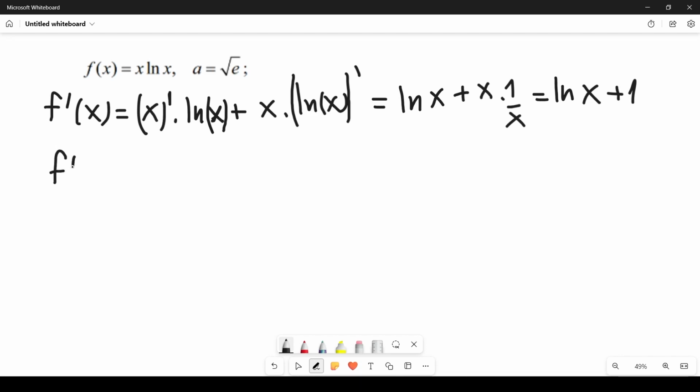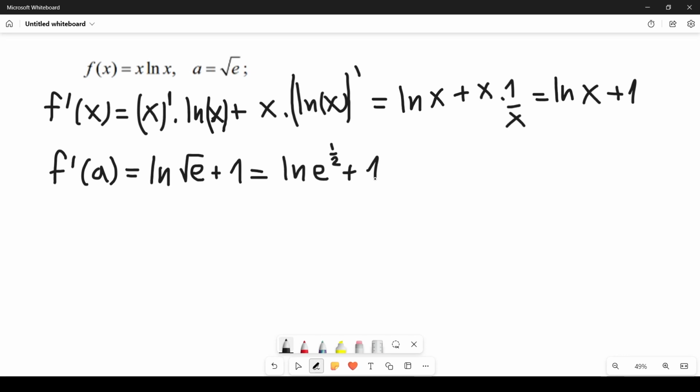Now we can write dA in here, because we know it is square root of e, and we can simply write the natural logarithm of square root of e plus 1. We can rewrite this expression as the natural logarithm of e to the power of 1 over 2 plus 1.